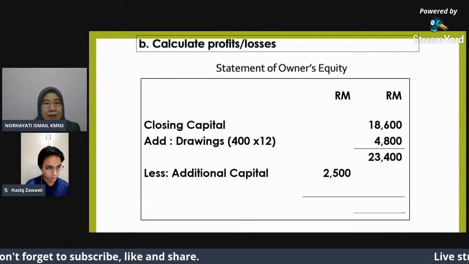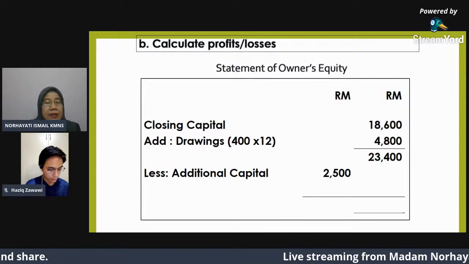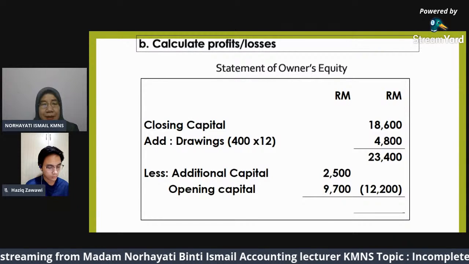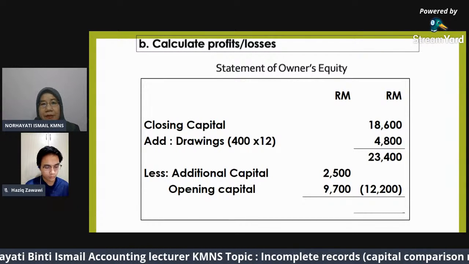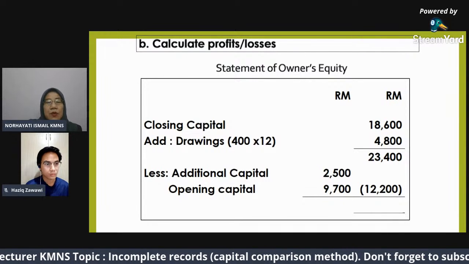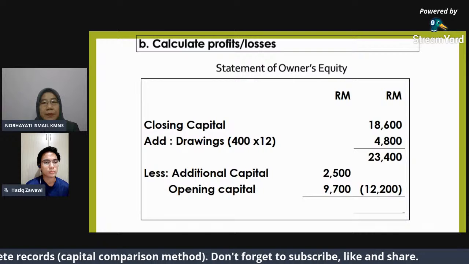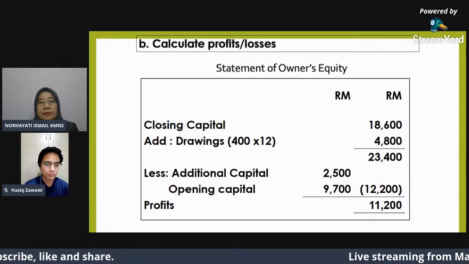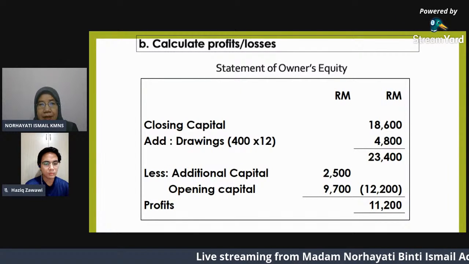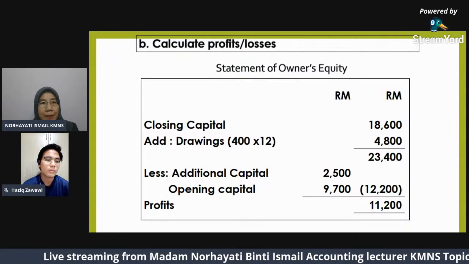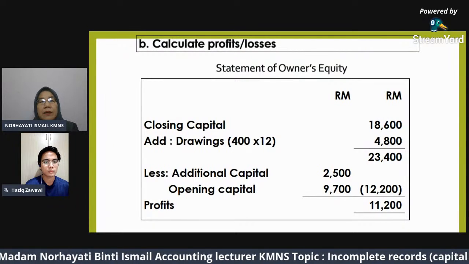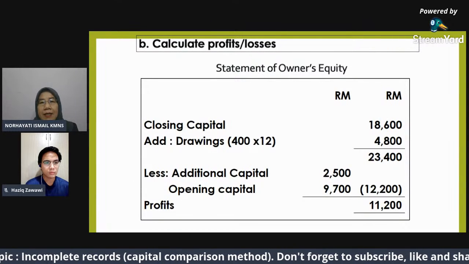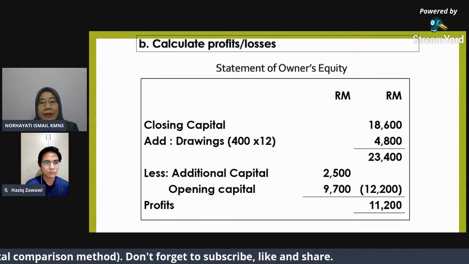23,400 and less the additional capital. The additional capital is given in the additional information. And you must less the opening capital we have calculated using the statement of affairs, and closing capital we have calculated using the statement of affairs, and you get the answer for profit 11,200. Okay. Now this is the third step. We have calculated for profit or loss. So we get profit 11,200. Now the last step, we have to prepare the financial position.